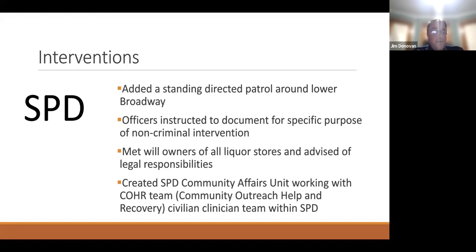The last thing we did is the FPD recently created the Community Affairs Unit. This unit consists of one sergeant, a supervisor, 2 officers, both of whom work with our community partners, and the core team, our community outreach, help and recovery team. This team works out of the police department. They include clinicians and recovery coaches that look through all the Somerville police cases. Next slide, please.